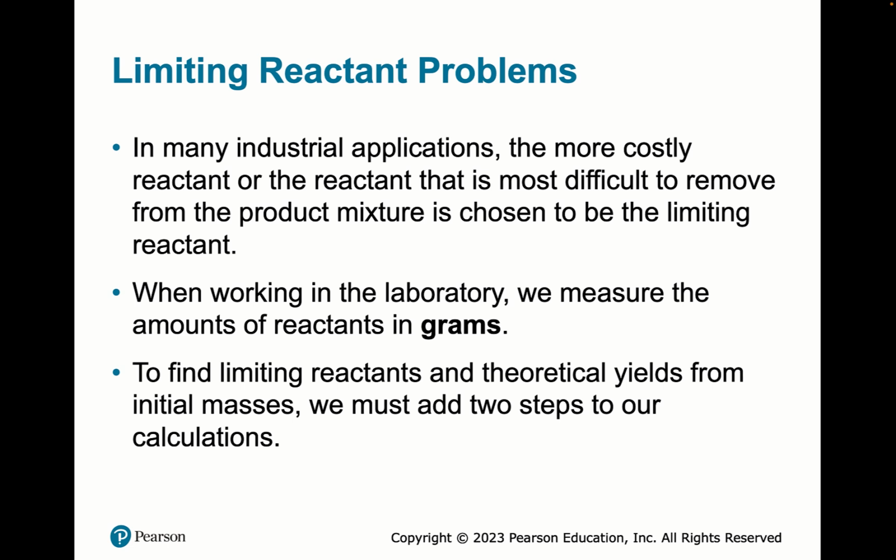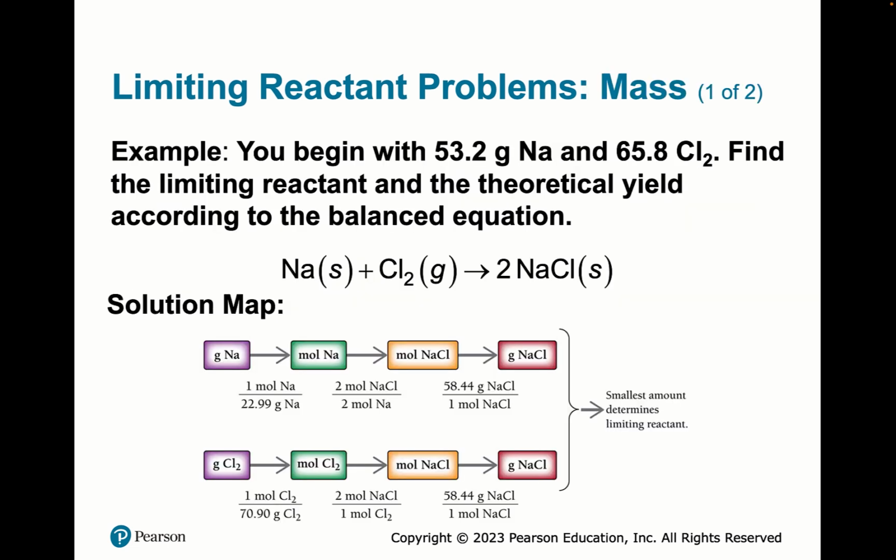Of course, in the laboratory, we use smaller amounts in grams, and so things are on a smaller scale. In industrial processes, you can deal with thousands of tons. Also, to find limiting reagents from our initial masses, sometimes we have to add a few steps to our calculations. So, I'll give you an example here.